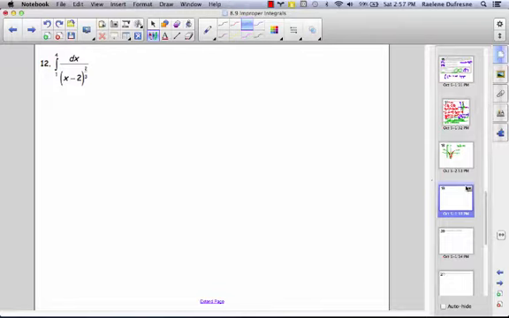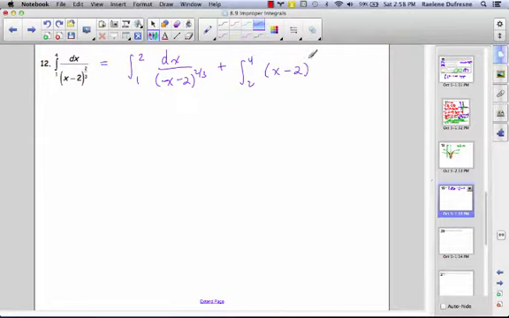Okay, in the next example, we have the definite integral from 1 to 4 of dx over x minus 2 to the exponent 2/3. So we are going to rewrite this, breaking it apart at x equal to 2, as the definite integral from 1 to 2 of dx over x minus 2 to the 2/3, plus the definite integral from 2 to 4 of x minus 2 to the exponent negative 2/3 dx. And we break this apart into the limit.